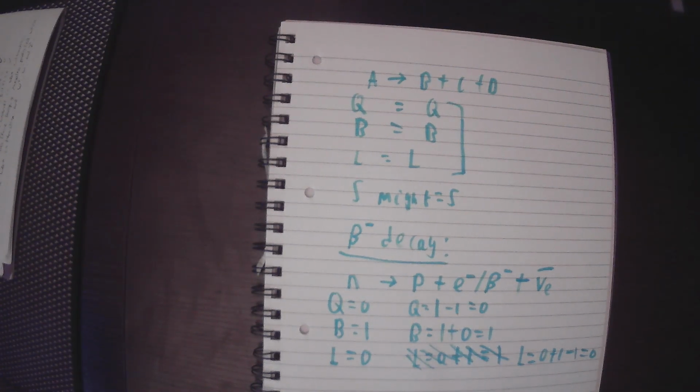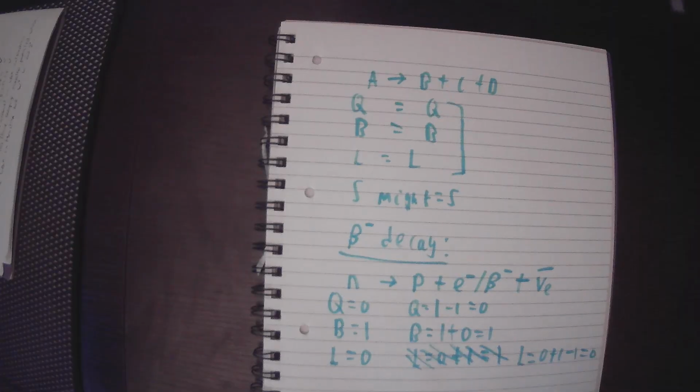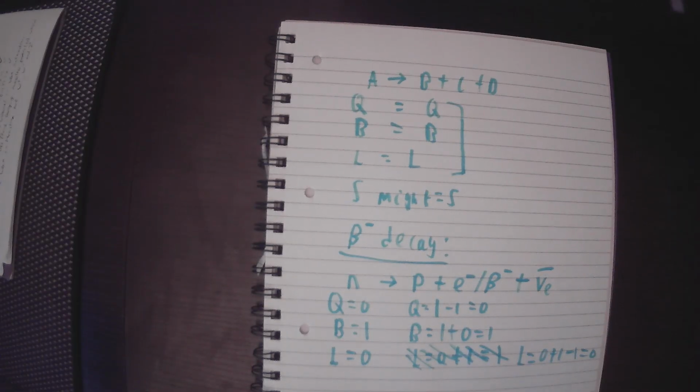So that is beta minus decay, and that is how that works. The mass energy of the system is still the same, and our conservation laws have been achieved, so we can safely move on with beta minus.